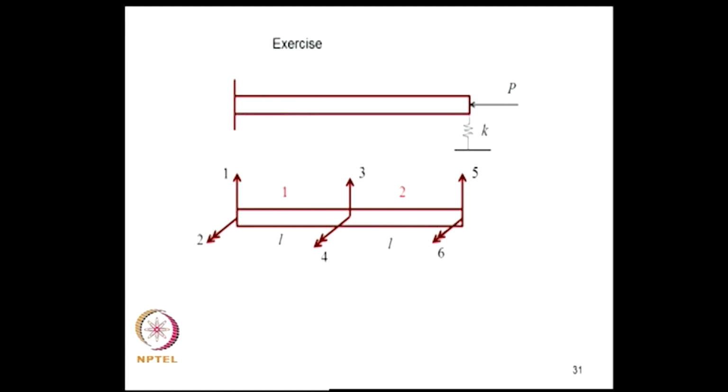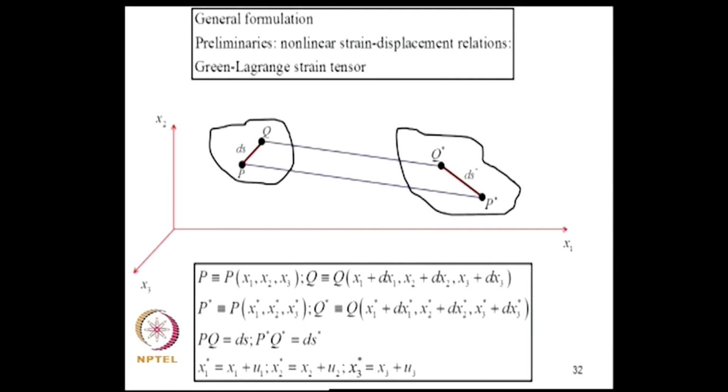So, a small exercise would be to improve upon the result that we obtained for this cantilever beam supported on the spring by introducing one more element, and you can redo this exercise for different values of k and see whether we get improved solutions.